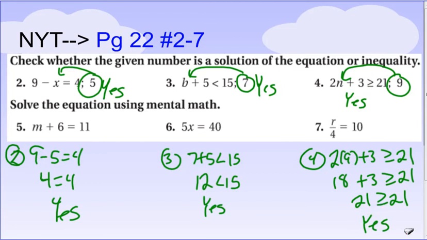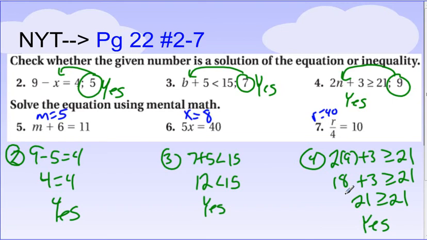Okay, I'm going to erase these to do, no, I don't even need to. These problems are easy. These are mental math. Number 5, change color. m equals 5, because 5 plus 6 is 11. x equals 8, because 5 times 8 is 40. And this is the hardest of them, but r equals 40, because 40 divided by 4 is 10.